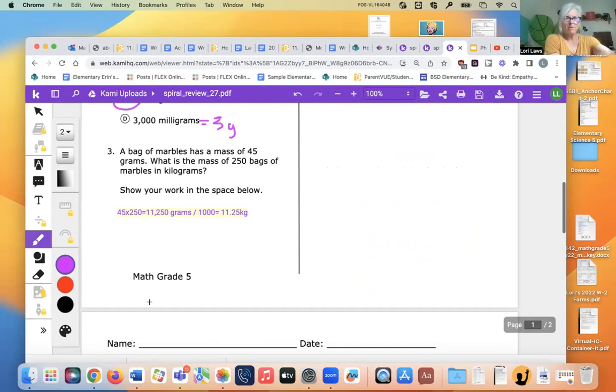Number 3, a bag of marbles has a mass of 45 grams. What is the mass of 250 bags of marbles? So here you need to go 45 times 250, which is 11,250 grams. And then to make it into kilograms, I'm going to have to divide because grams are smaller than kilograms. And I'm going to have to move the decimal 3 times. So it goes from behind the 0 to behind the 5 to behind the 2 to behind the 11, 11.25 kilograms.